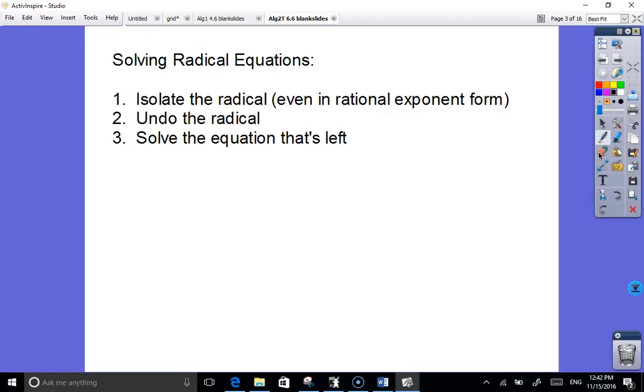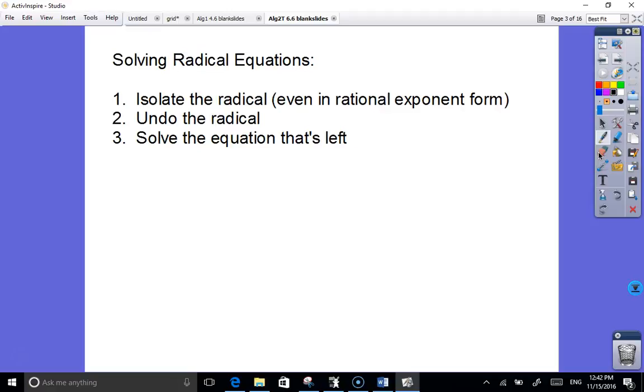And then you have to solve the equation that's left. Most of the time, it's going to be some linear equation, something that you can use pretty basic algebra with. We'll get to one or two here where you have to use quadratic form, or it's a quadratic, so you solve by factoring or whatever way we solve quadratics. Just do what's appropriate at that step.